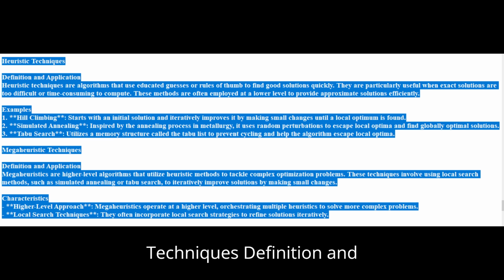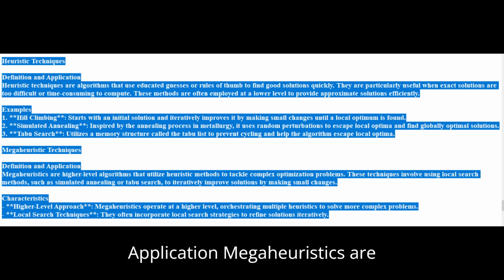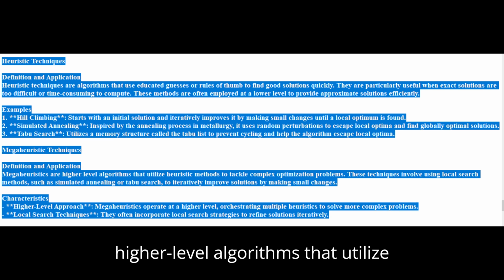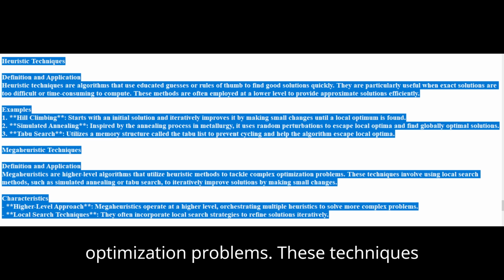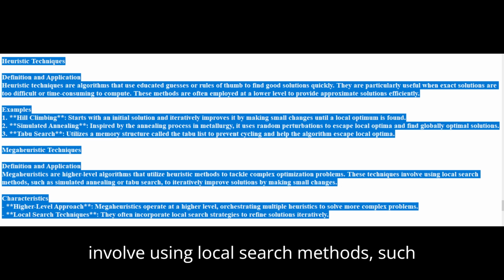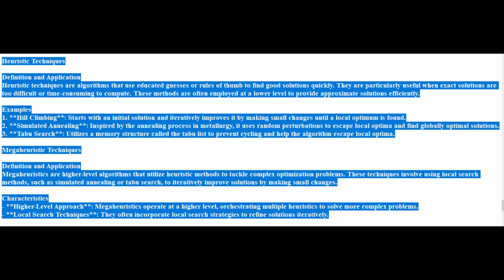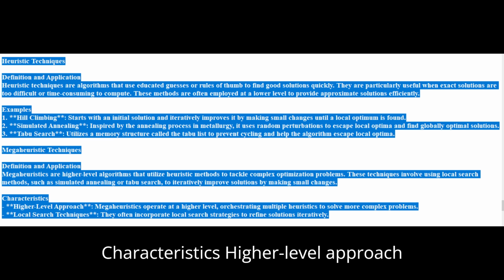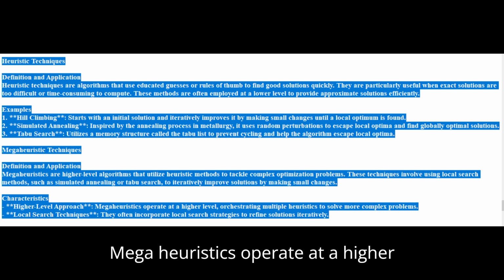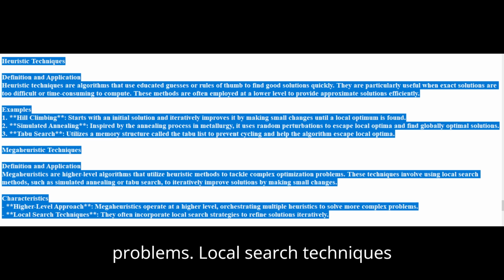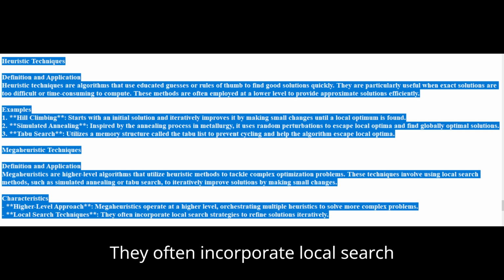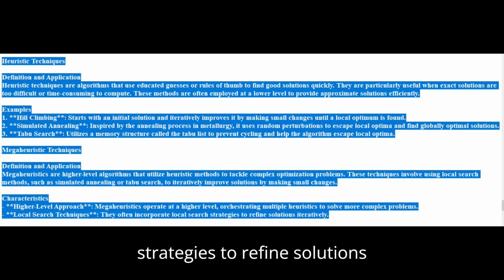Mega-heuristic techniques. Definition and application. Mega-heuristics are higher-level algorithms that utilize heuristic methods to tackle complex optimization problems. These techniques involve using local search methods, such as simulated annealing or taboo search, to iteratively improve solutions by making small changes. Characteristics. Higher-level approach. Mega-heuristics operate at a higher level, orchestrating multiple heuristics to solve more complex problems. Local search techniques. They often incorporate local search strategies to refine solutions iteratively.